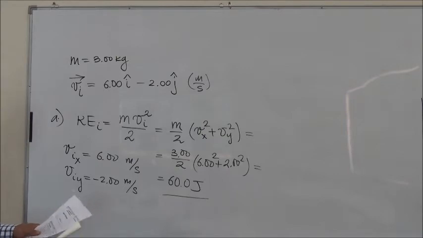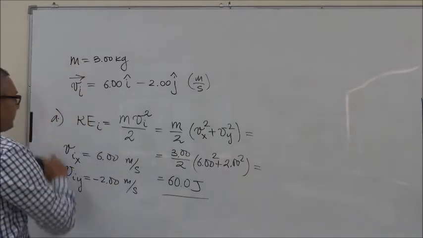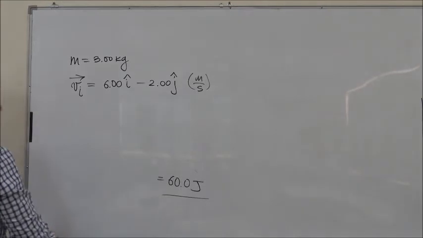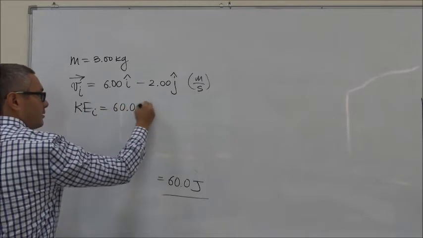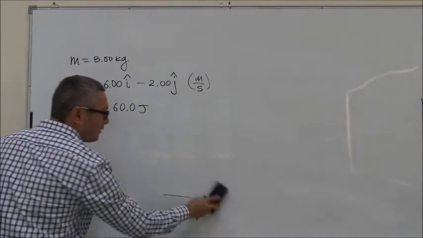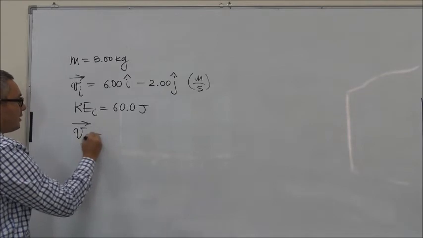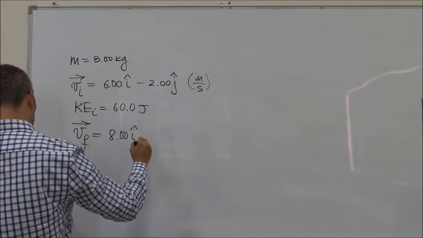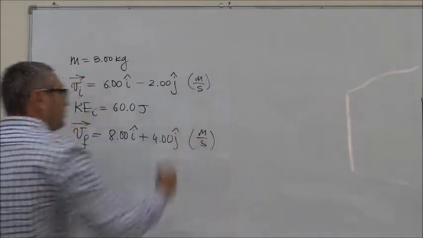In part B of the question, we need to find the work done on the body if the velocity changes to something else. So now, let's record this. So kinetic energy initial is 60 joules. That's the answer from part A. Now we are told that the velocity under the action of that force is changing to a different value. So V final is now equal to 8I plus 4J, also measured in meters per second.